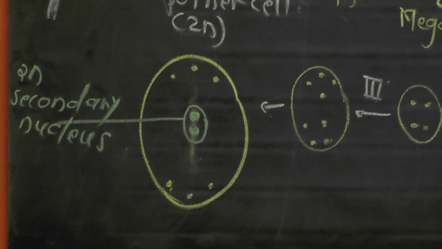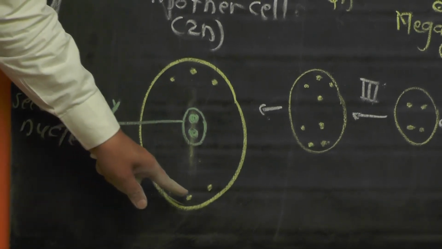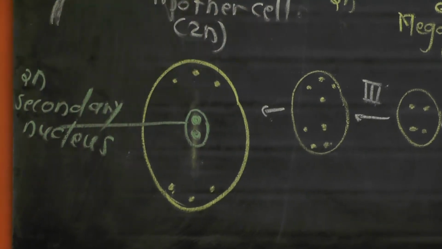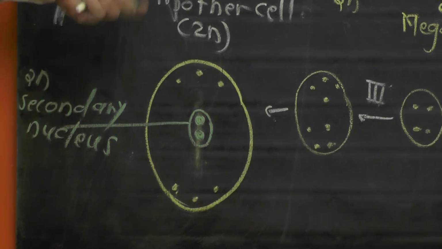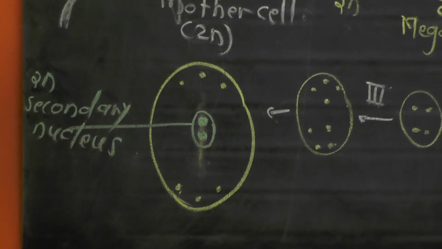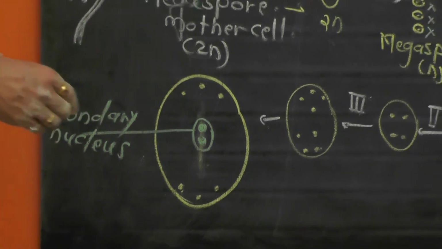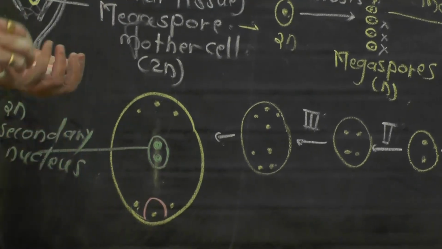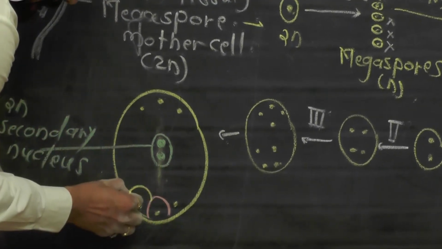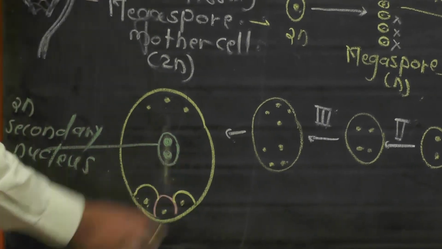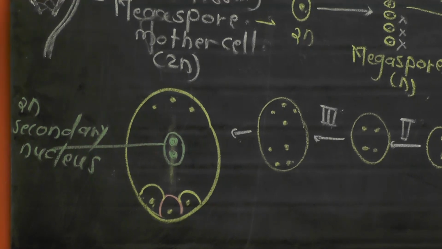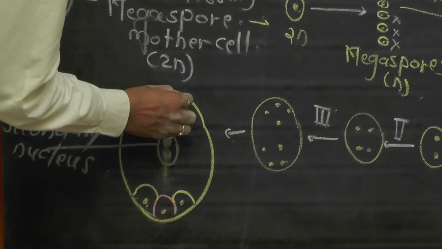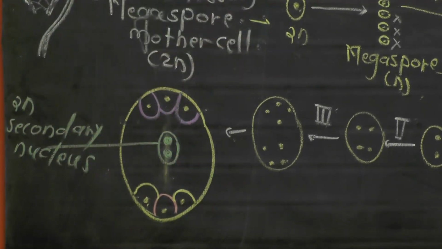Okay. Now, here you can see there are three nuclei towards the micropylar end and three nuclei towards the chalazal end. All these nuclei get organized into cells. They are converted into cells, that is, cells are constructed at that place. Let me show, here is the formation of three cells towards the micropylar end. In the same manner, here is the formation of three cells at the chalazal end.